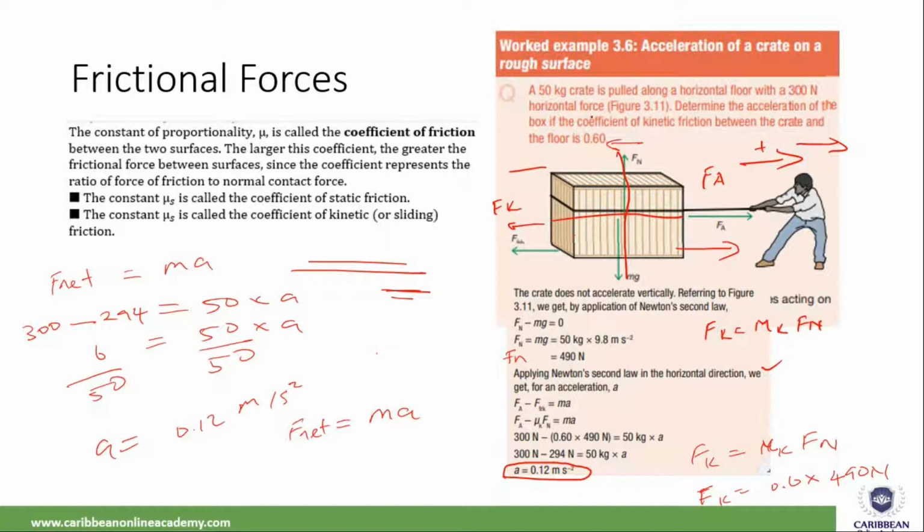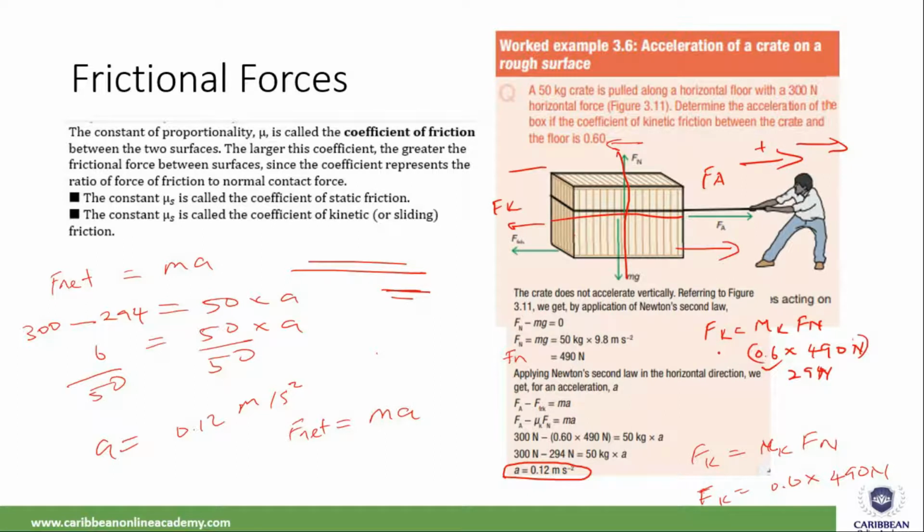Because we know this relationship, we can find what the kinetic frictional force is. Remember though, the question did not give us the kinetic frictional force. So by calculation, we multiply 0.6 times the normal reaction force, which is equal to the weight of the object, which is 490 newtons. If we multiply these two numbers, we get a value of 294 newtons.